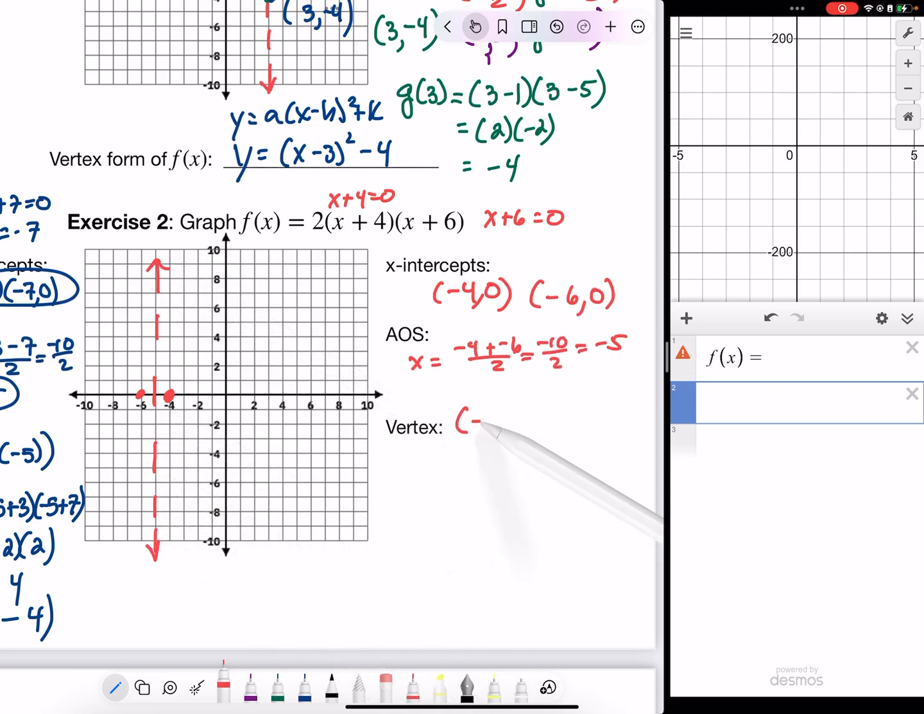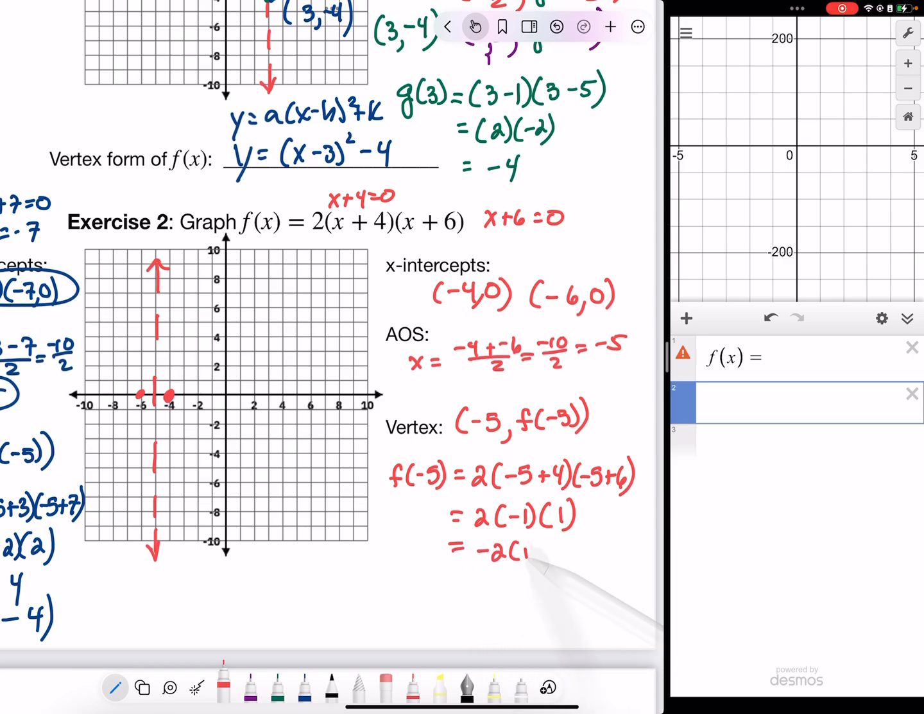On the vertex, it'll be at -5, comma, f of -5. So I'm going to have to plug in -5 into the function. Got that 2, -5 plus 4, -5 plus 6. Do what's in parentheses first.